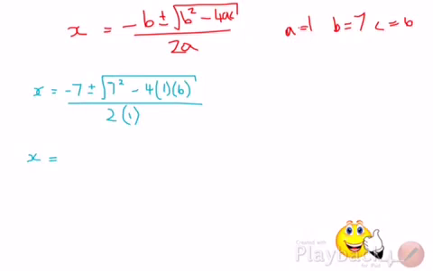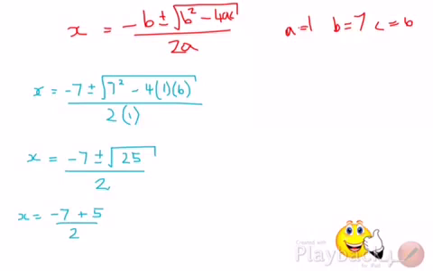So x is equal to, just going to pop this in my calculator. So minus 7 plus or minus the square root of 25 all over 2. So x is equal to minus 7 plus 5 over 2, or x is equal to minus 7 minus 5 over 2. So x is equal to minus 7 plus 5 is negative 2, divided by 2 is negative 1, or minus 7 minus 5 is equal to negative 12, divided by 2 is equal to negative 6. So x is equal to negative 6. And there's my two solutions for my x, for my quadratic.